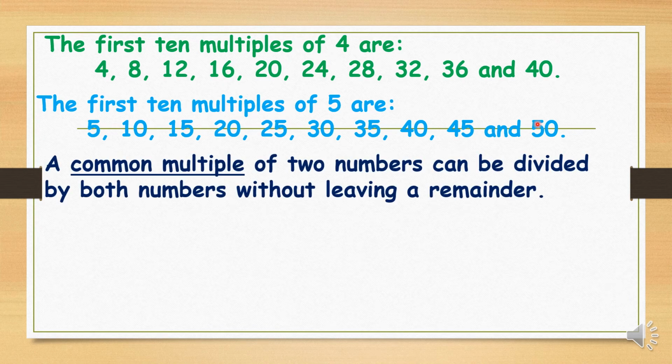Now, a common multiple of 2 or more numbers can be divided by the numbers without leaving a remainder. We know that the word common means having the characteristics of both or of all the members in a set. And so a common multiple would be a multiple that is in this list and a multiple that is also in this list. So let us look at what would be the common multiples of these two.